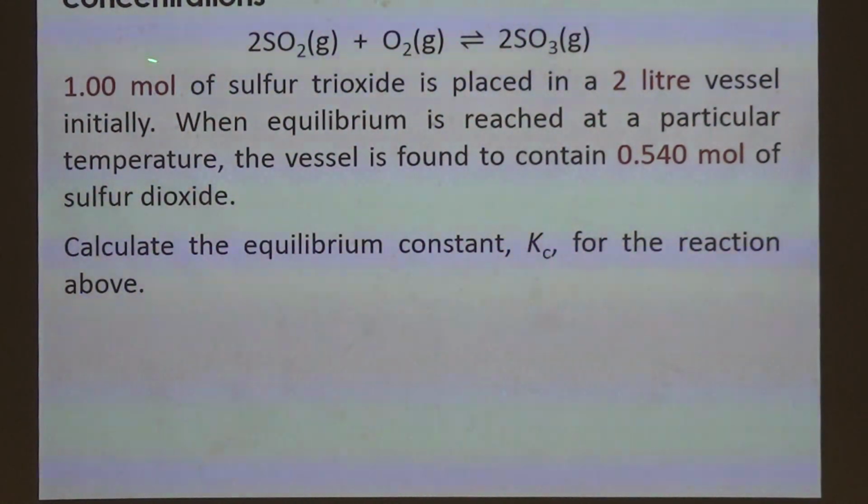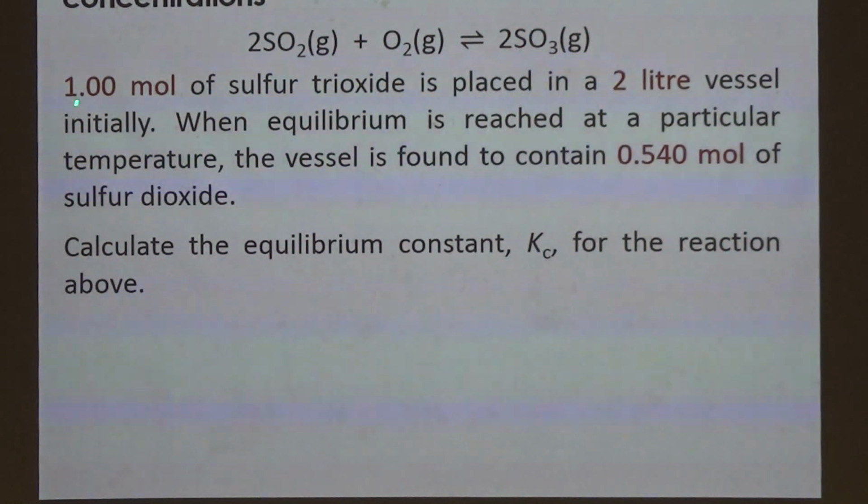The question says you started off with 1.00 mole of sulfur trioxide placed in a 2-liter vessel. This is where some of you experience a little bit of difficulty. 2 liter, we see it every day. You buy a 2-liter bottle of Coca-Cola. But 2 liters is also the same as 2 dm cubed. So from this first sentence, you can determine the concentration of your SO3. This must be the initial concentration of SO3.